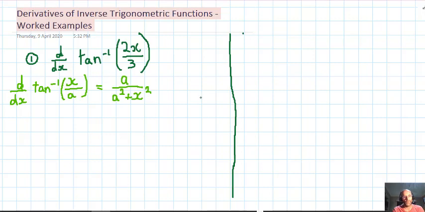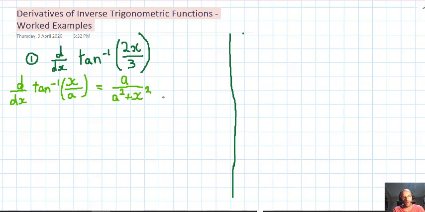Okay, so to show a bit of insight into how to do the questions of derivatives of inverse trig functions, let's go through some worked examples. This video will go through 3. So the first example is the derivative of inverse tan 2x on 3, and we've got the generic rule there established in the previous video.